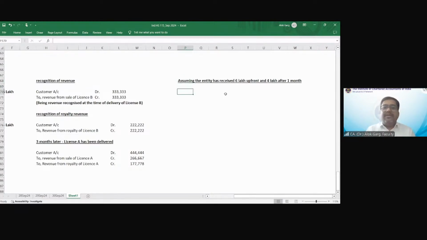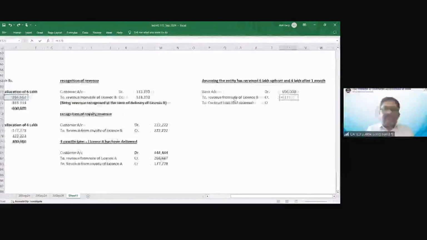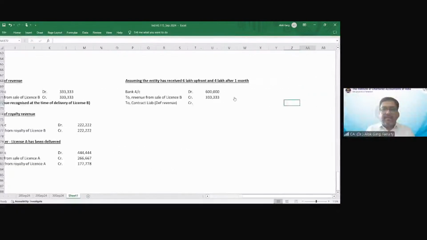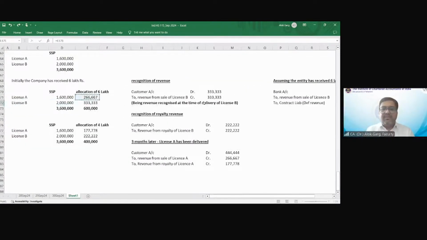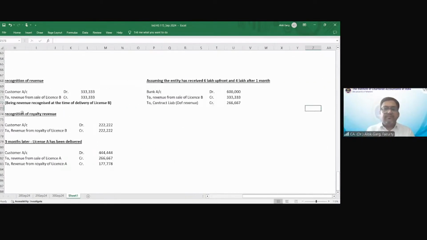Then what is the accounting entry? Bank account debit, to revenue from sale of license B credit, to contract liability, and my revenue which is going to be deferred, contract liability. It is 266,667. Okay. So this was at the time of recognition of revenue.